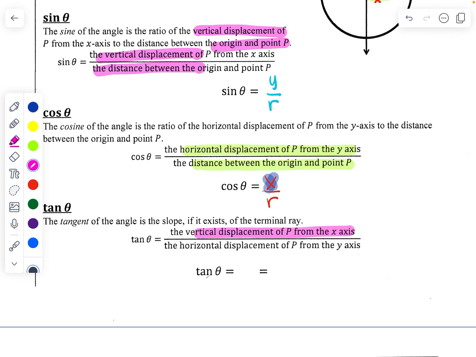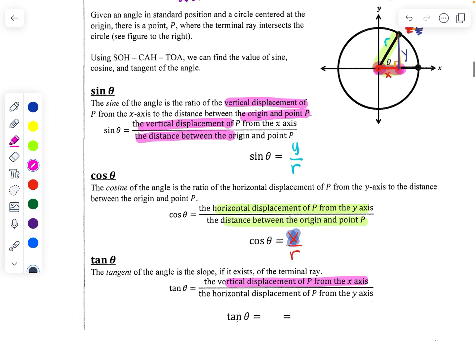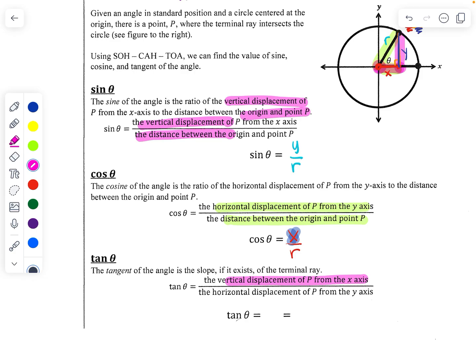And the tangent is the vertical displacement from P to the x-axis. So the vertical displacement is this here on the y. And the horizontal displacement from the y-axis, so that's our x value. So that's going to be y over x. Okay, actually, sorry. This is supposed to go here, y over x. And that's because I want to show you one more thing about it.